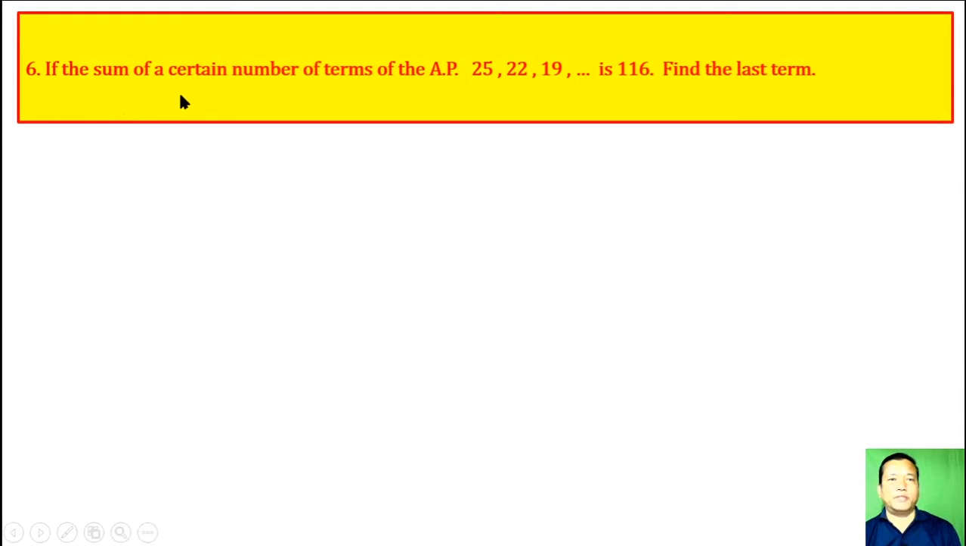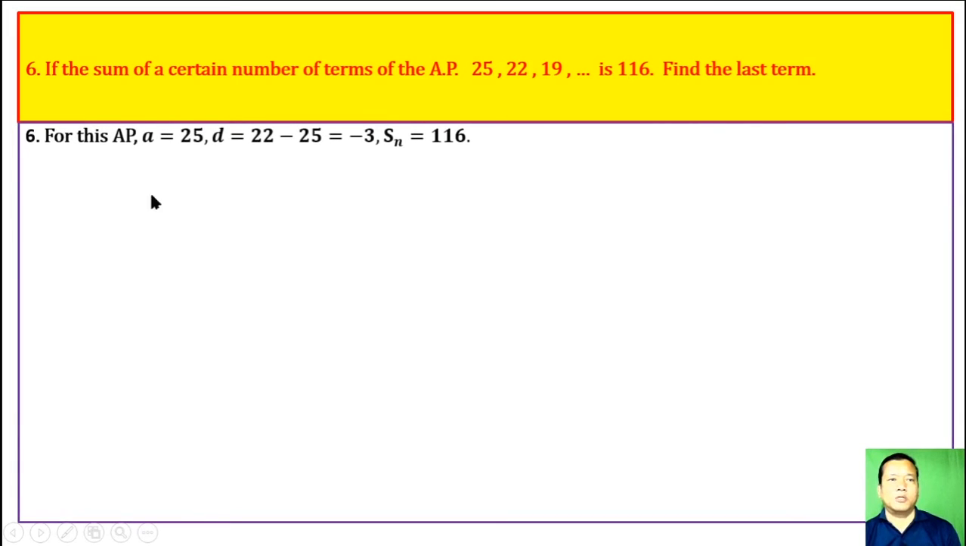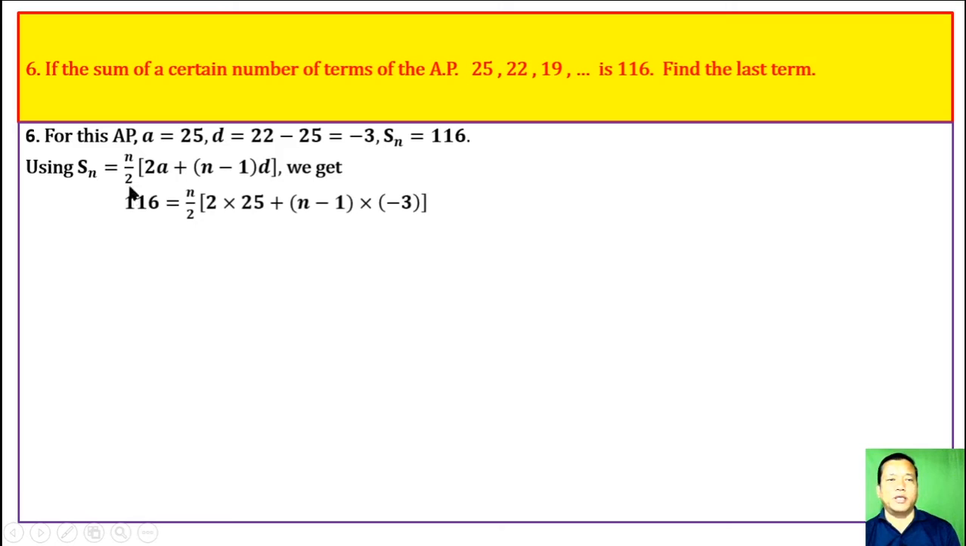If the sum of a certain number of terms of the AP 25, 22, 19, ... is 116, find the last term. For this AP, a, the first term, is 25, and the common difference is the second term minus the first term, that is minus 3. Sn is given as 116. Using Sn equal to n by 2 times (2a plus (n minus 1) times d), we get Sn is 116.